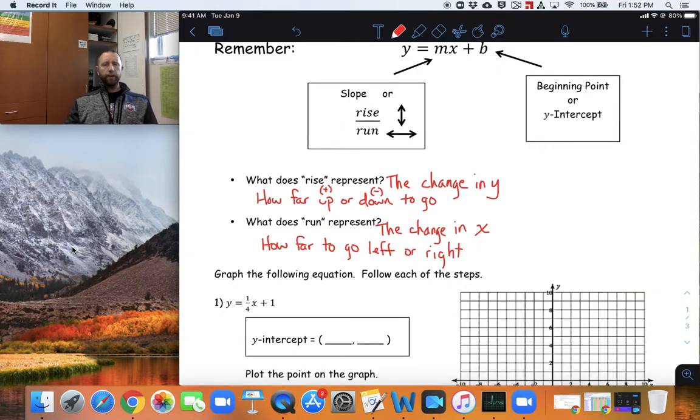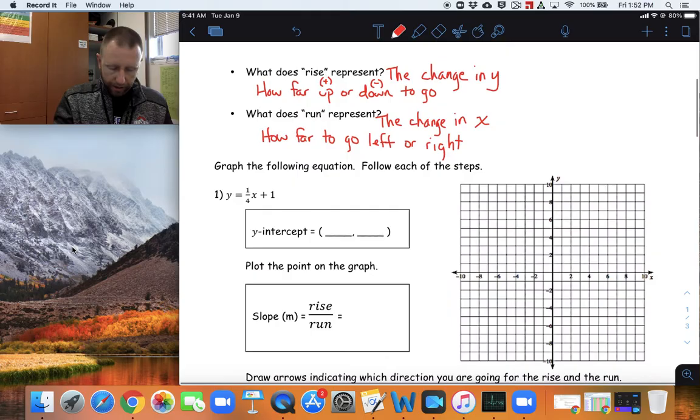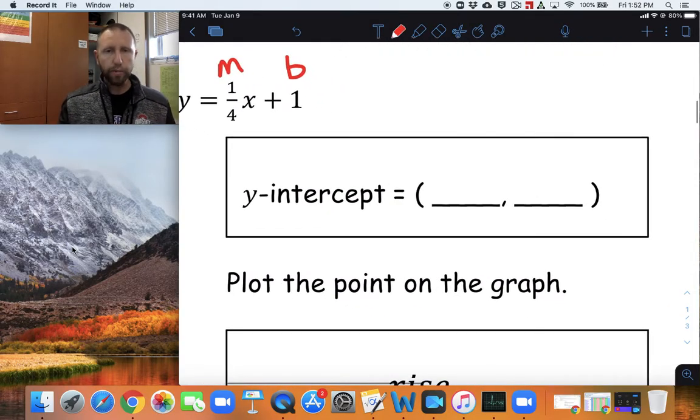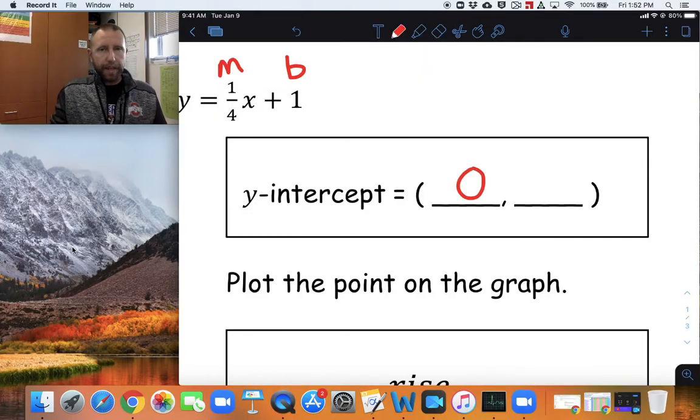So it says graph the following equation, follow each of the steps. So this first example kind of walks us through these steps, okay? I know when I look at this equation, I'm going to have to zoom in for a minute. I know when I look at this equation, right here's my m and right here's my b, right? That's my slope is 1 over 4, and that's my y-intercept or beginning point as a positive 1. Well, remember, for the y-intercept or the beginning point, the x value is 0. So if they ask you to write an ordered pair for the y-intercept, it's always going to be 0 for the x value, and then it's whatever b is, in this case a positive 1. Okay, so there's my y-intercept.